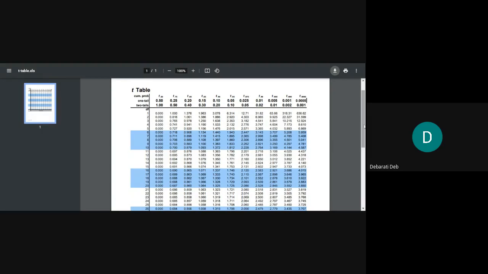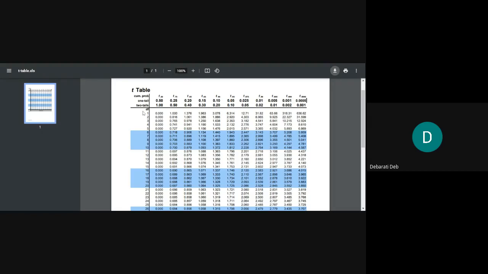What you have to see is at the top, it will be written one tail or two tail. One tail means greater than or less than in the alternative hypothesis, and two tails means not equal to. So this problem is a not equal to problem, so it is a two-tailed problem. You have to go to degrees of freedom 19, which is the degrees of freedom in our problem.